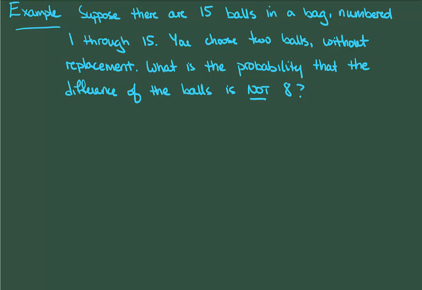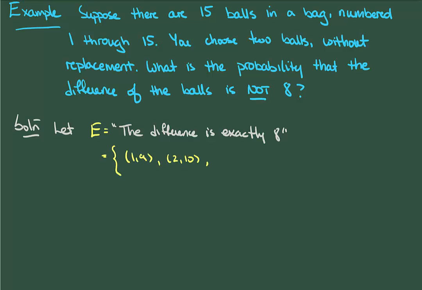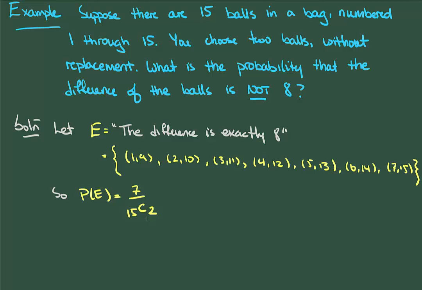And if instead we think about the dual problem, how many times will the difference be exactly 8, we have a much easier problem to solve. So let's take E to be the event that the difference is exactly 8, and let's find its probability. Since there are so few possibilities, we can just write them all out, like so. Now there are 7 events in E, and 15 choose 2 ways of picking 2 balls from the 15 balls, giving E a probability of 1/15.